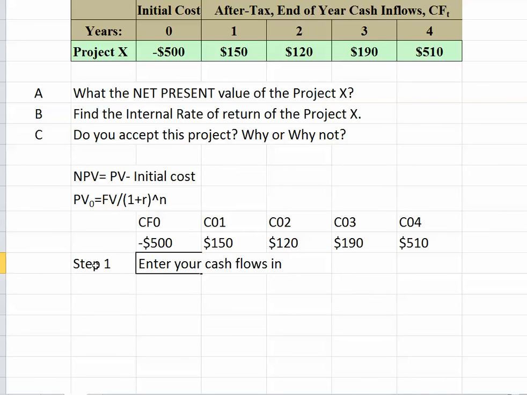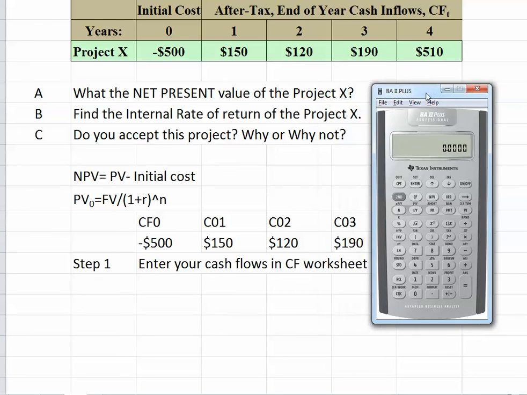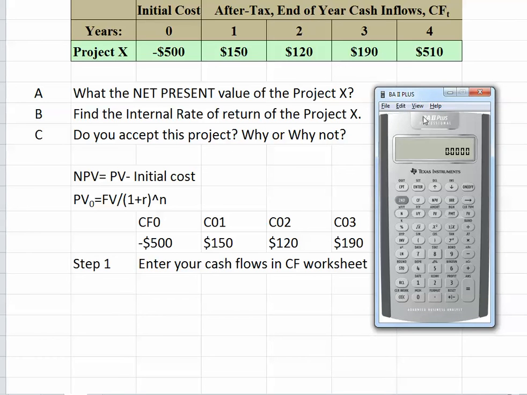In the cash flow worksheet. Okay. So basically, I'm using the BA II Plus financial calculator, which is a Texas Instruments calculator. If you have an HP calculator, you can use it. I have posted the manual on how to use this calculator. I don't know how many of you have downloaded that calculator manual, but it's on your course website.